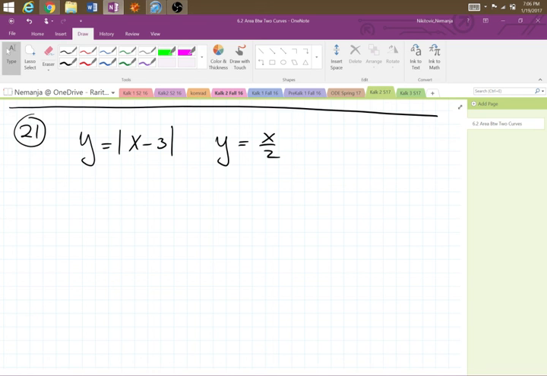So there's two lines. If it was not absolute value, it would just be these two lines. But it's absolute value. So it's like this, no matter what, instead of being negative. Absolute value of x minus 3. Oh, I see.